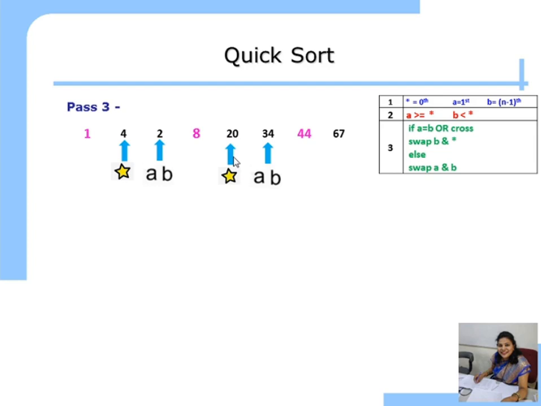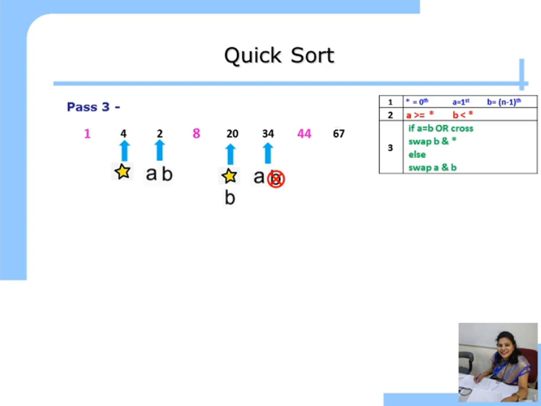20 is not less than 20. 20 is equal to 20, but 20 is not less than 20. Equal part is here. But there is an end of the list. There is no element here. So we keep the B here only. So the new value of B is 20.